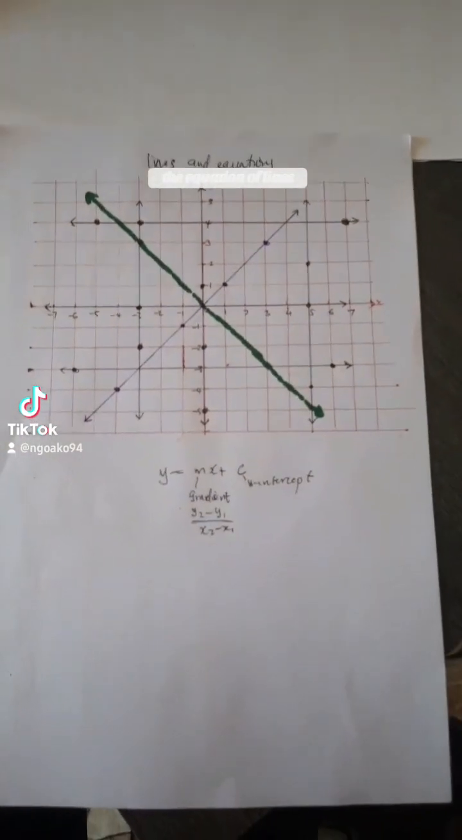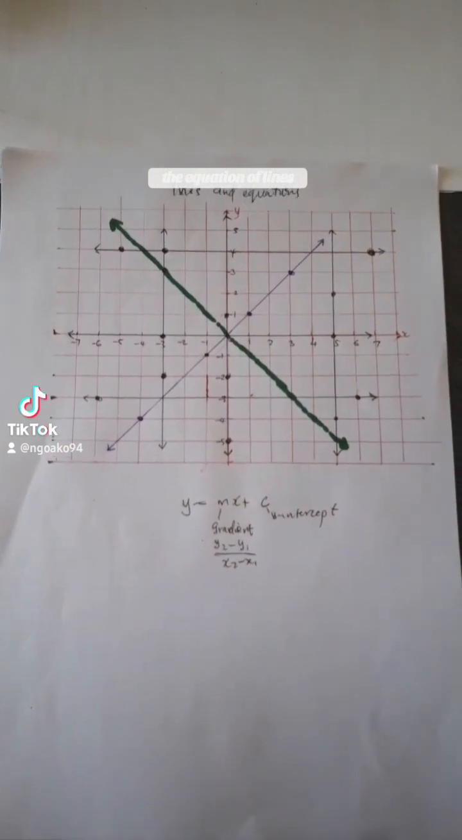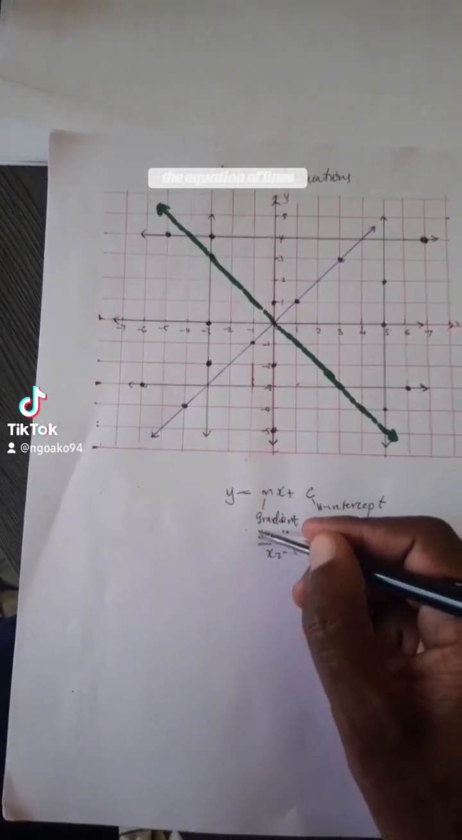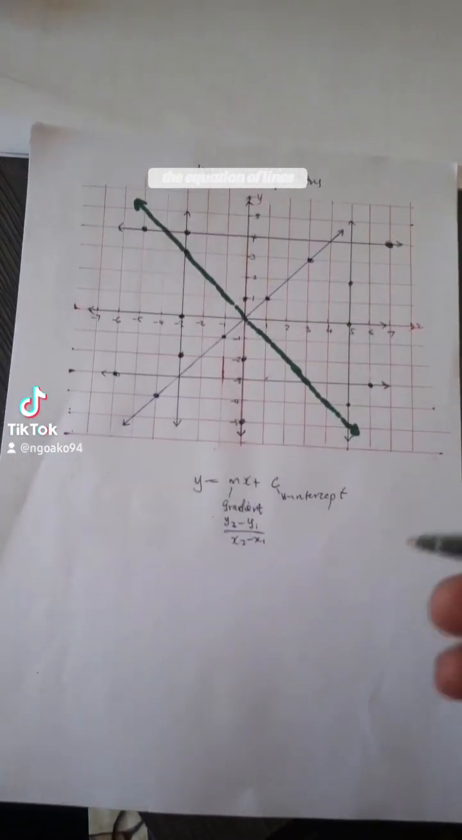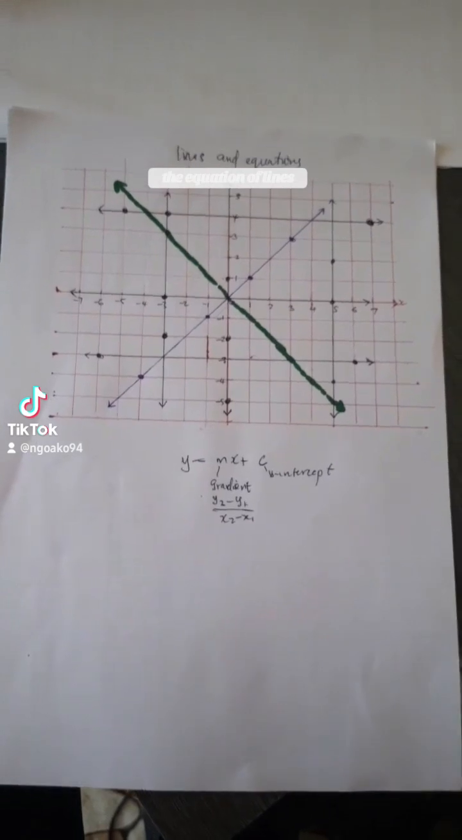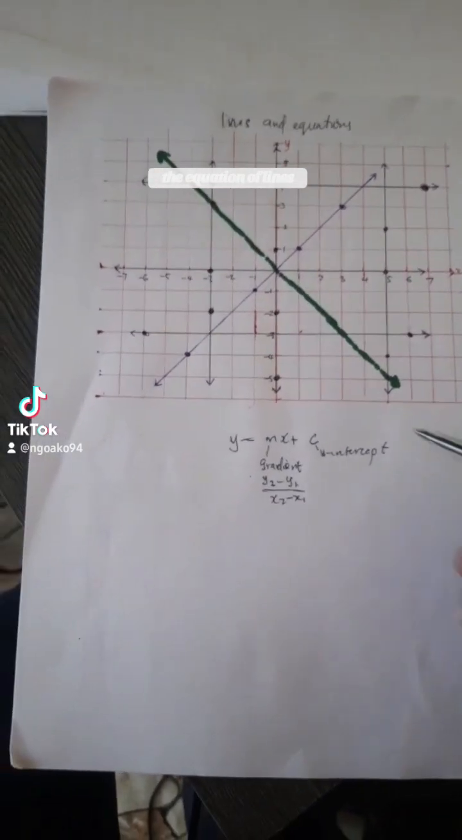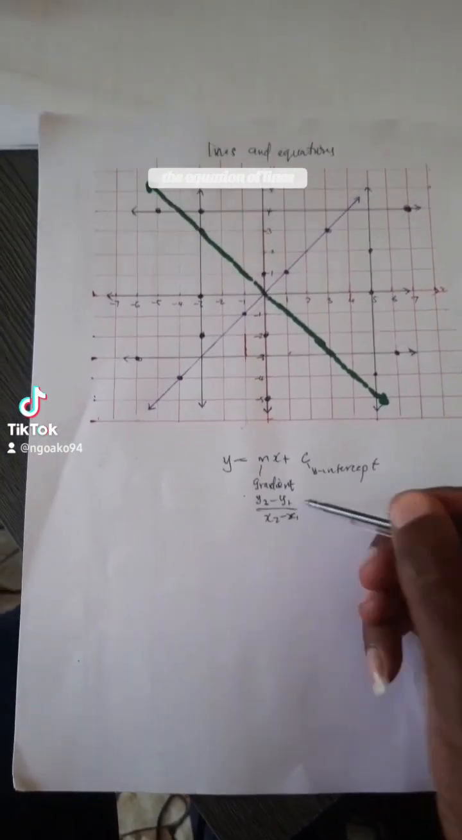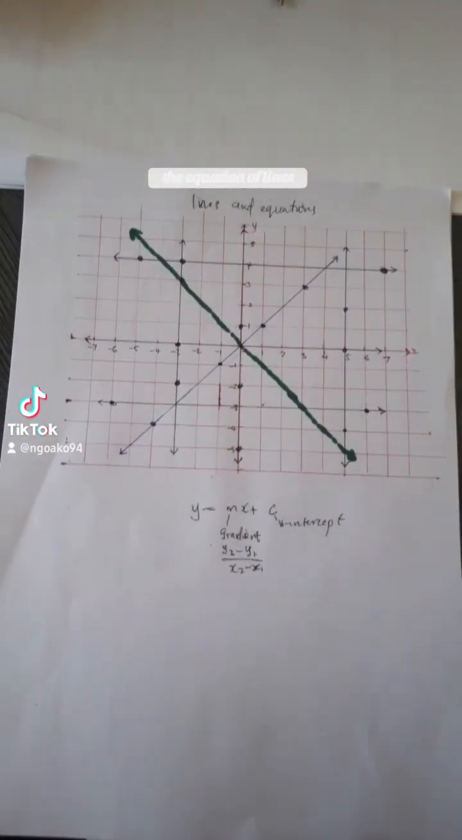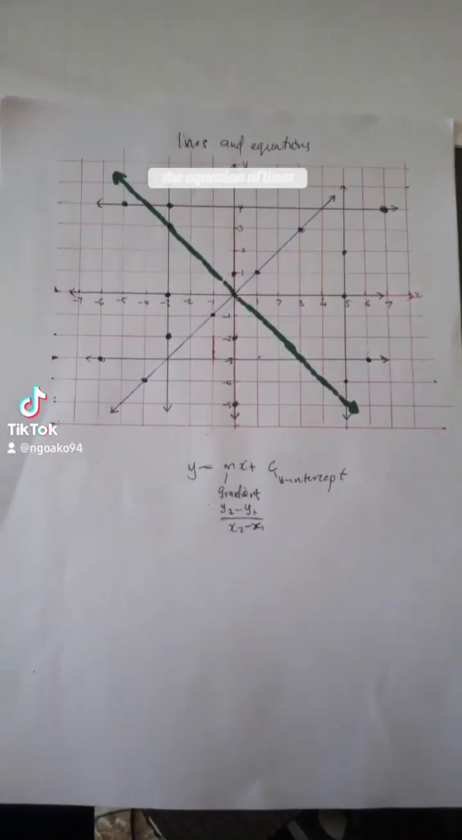So the gradient is the change in slope, the rate at which the line changes. So the value, as it goes, is increasing or decreasing. Right.